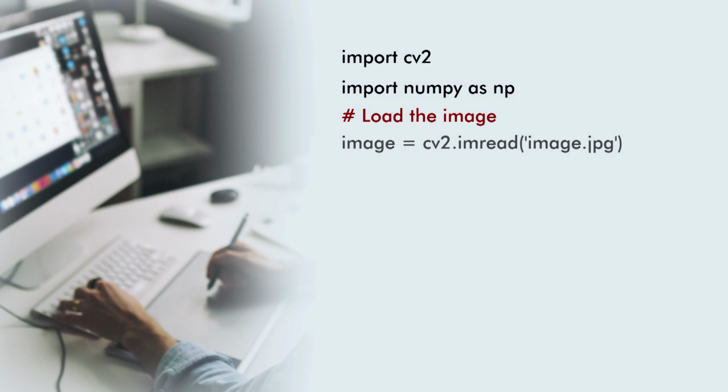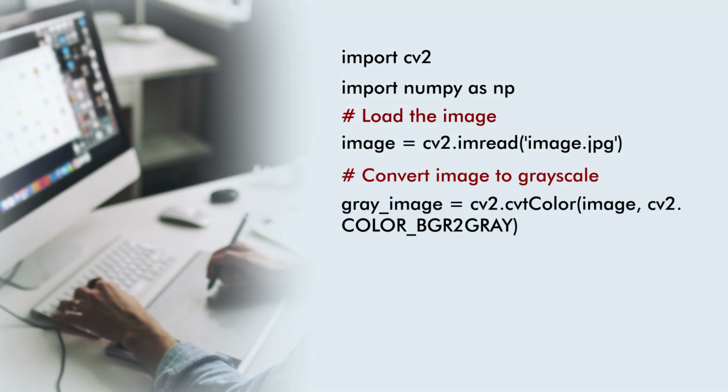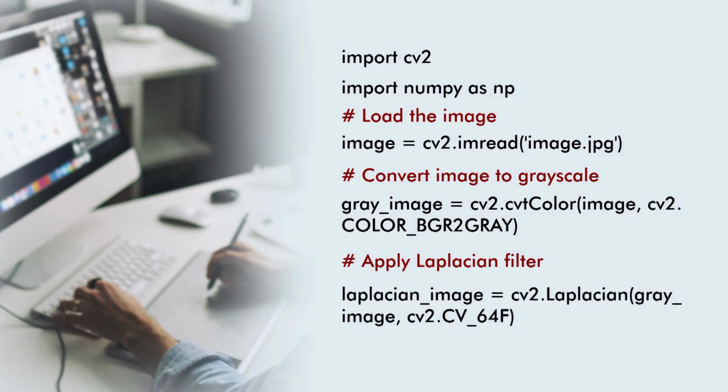Then we have to load the image. Again we fetch the image using the imread keyword, with any format. Then we have to convert that image to grayscale. Again the cvtColor function is used. Here we are converting a BGR image to grayscale. After that, we have to apply the Laplacian filter, which is applied to the grayscale image. We get the Laplacian result using this function.